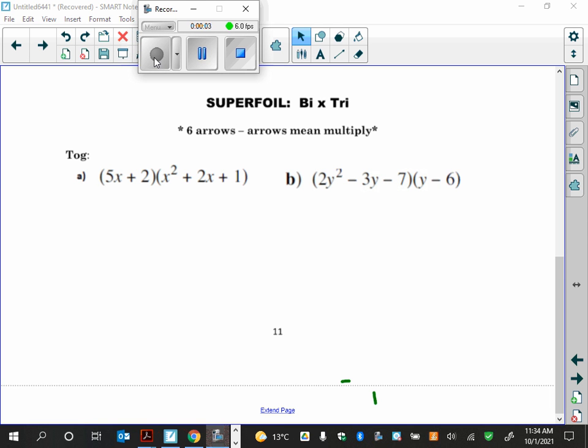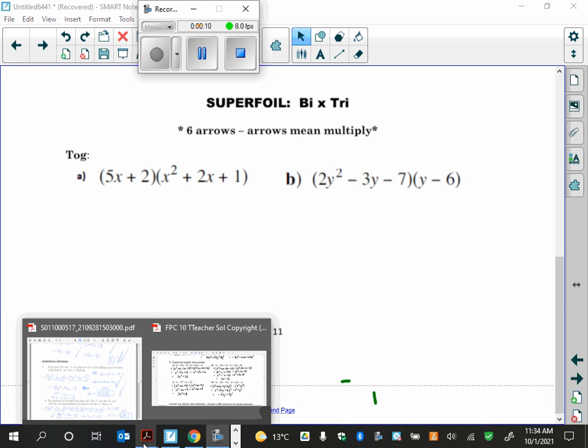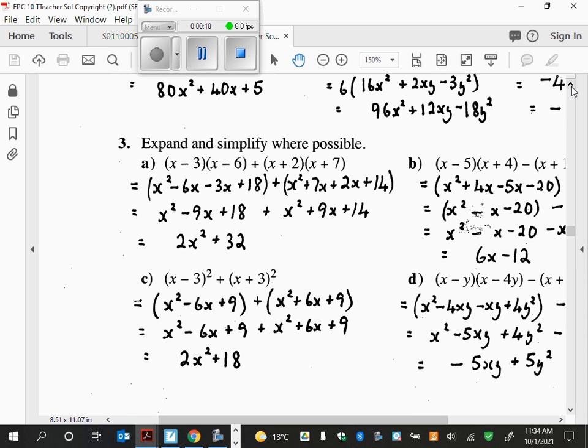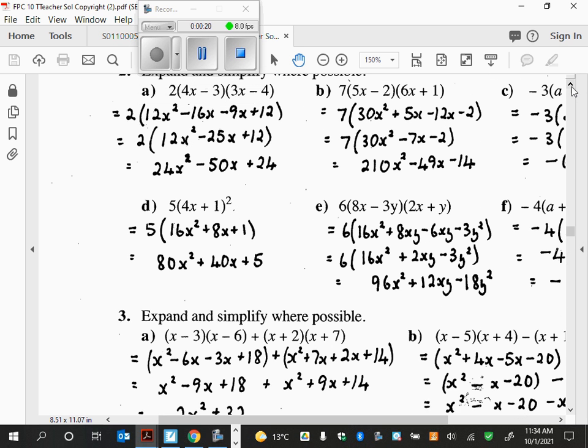Now go to page 10. And this is the homework on page 10, at least a couple of questions. The first one we're going to do is the first question of your homework, and it's right here, 2A.